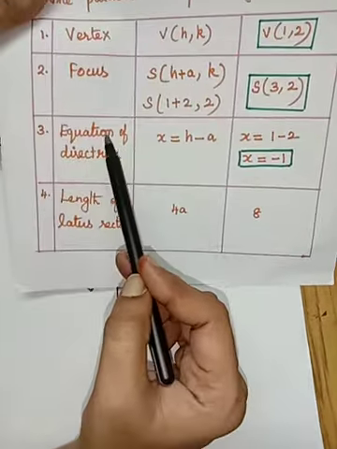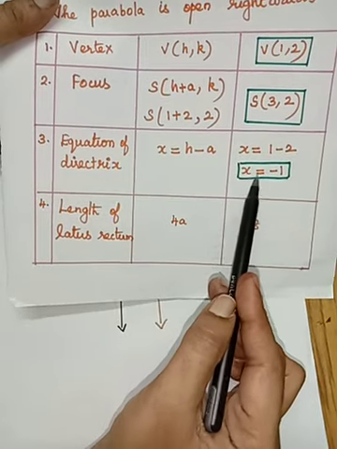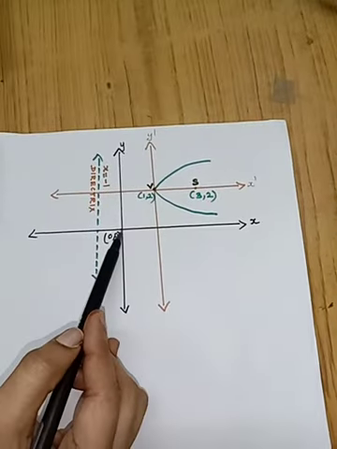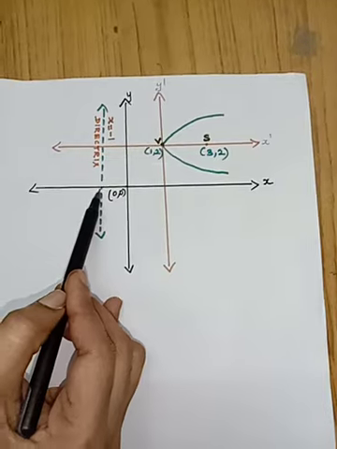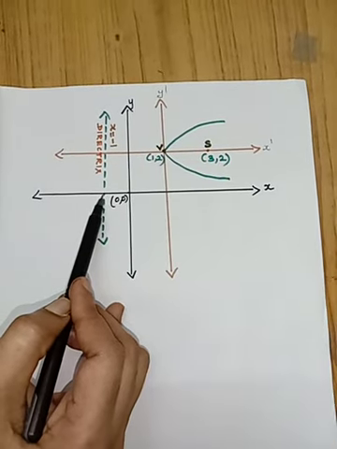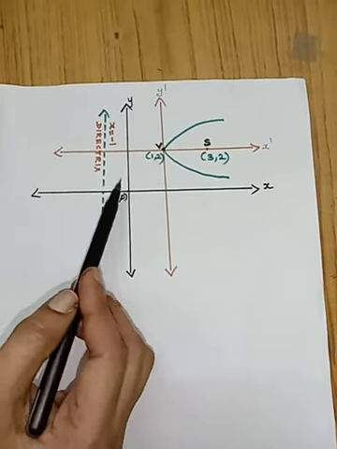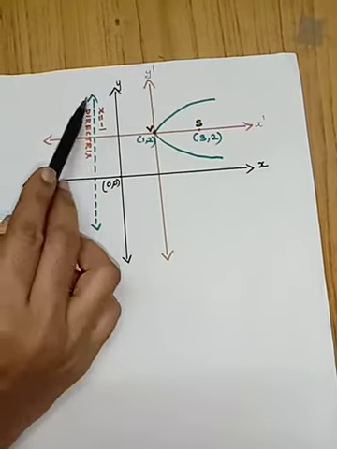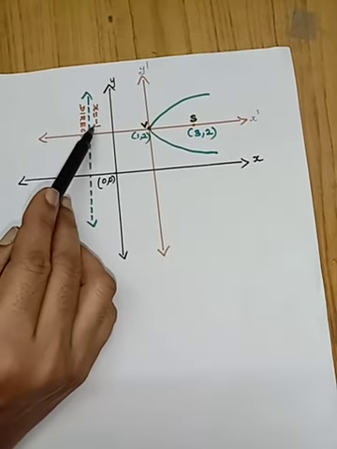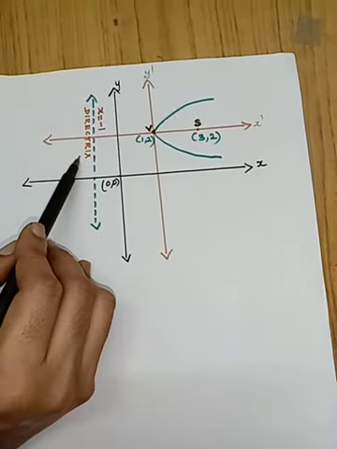Next, what you have to mark? The equation of the directrix. What is it? x is equal to minus 1. So this is 0 comma 0. So x equal to minus 1 will be on the left side of the x-axis. So this is the line x is equal to minus 1, which is called the directrix.